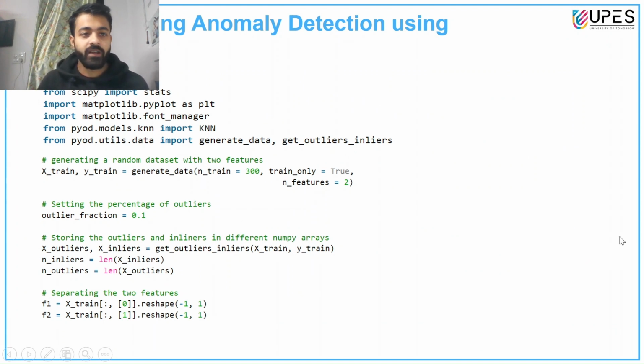Thank you, Himanshi, for giving us a brief introduction about anomaly detection. Now we will try and understand anomaly detection using KNN, which is the K-nearest neighbor algorithm.